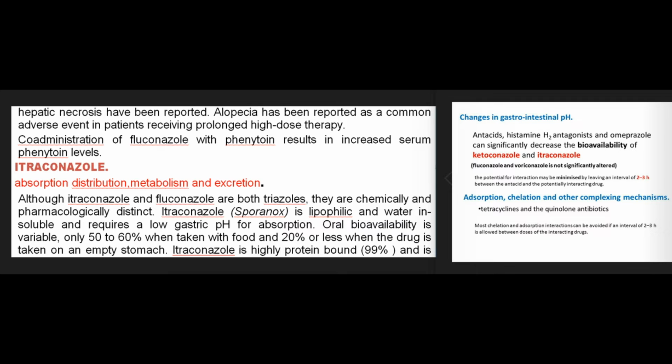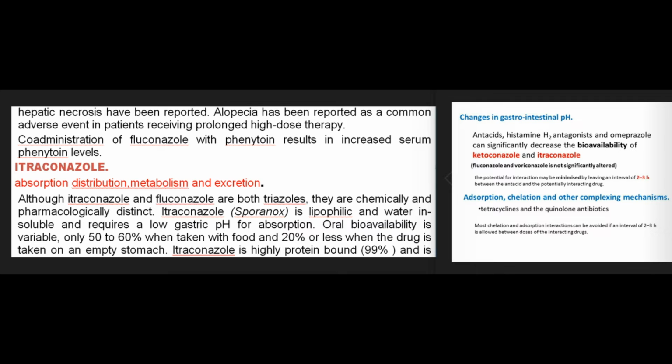Itraconazole. Absorption, distribution, metabolism, and excretion. Although itraconazole and fluconazole are both triazoles, they are chemically and pharmacologically distinct. Itraconazole, Sporanox, is lipophilic and water-insoluble and requires a low gastric pH for absorption. Oral bioavailability is variable, only 50 to 60% when taken with food and 20% or less when the drug is taken on an empty stomach.